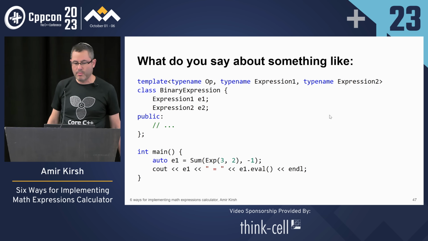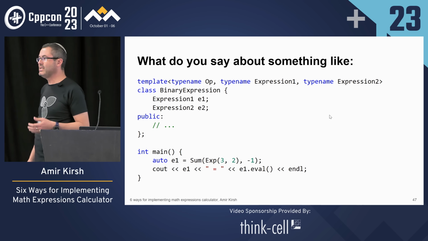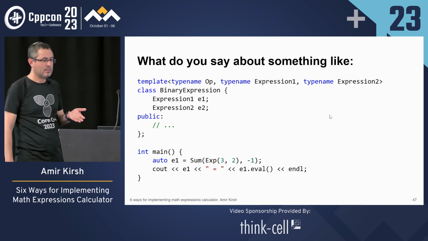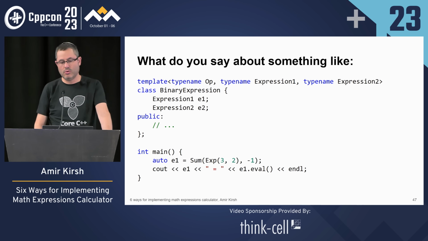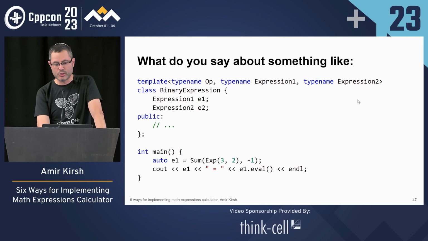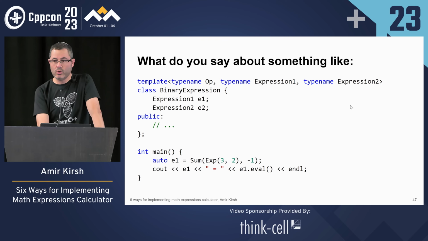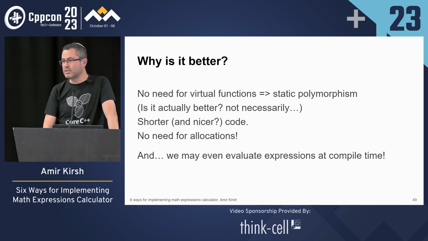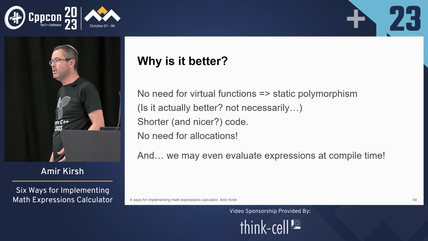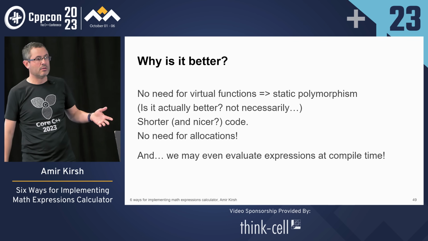So what we can think about is maybe binary expression by itself can be expressed based on template arguments. So binary expression holds expression 1 and expression 2. Yeah, we can do that, right? So why is it better? So it is not necessarily better. I mean, it might be not sufficient for a use case.